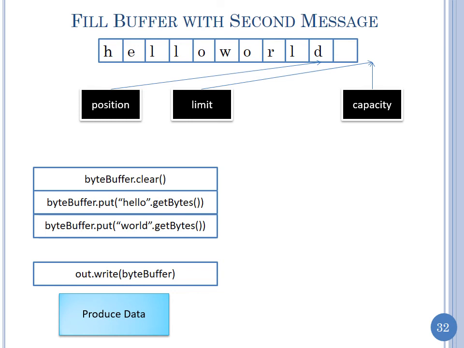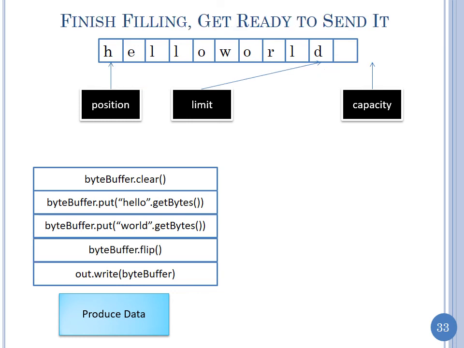And now what we do is we say, okay, we are done, so we want it to be read. So we do this flip operation. What did flip do? It made limit be the original position, because that's the point till which we had written, and made position become 0, so that now we can read from here till this point.